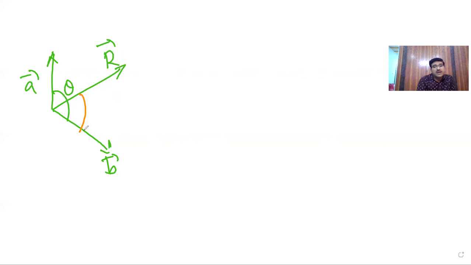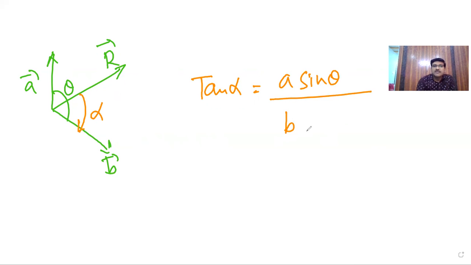alpha with either direction. Be careful, if the resultant is making alpha with the B bar vector, then tan alpha is, have the clarity, leaving the vector with which the resultant is making the angle, the other vector is A sine theta divided by B plus, with which vector it is making, plus A cos theta. This is the direction.